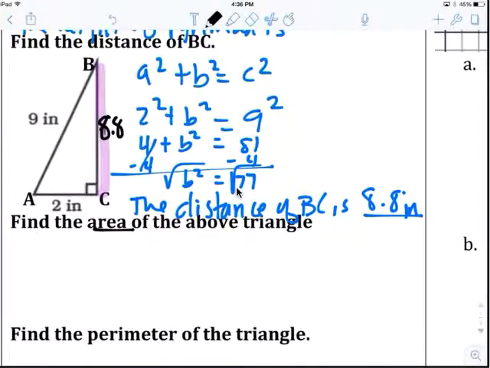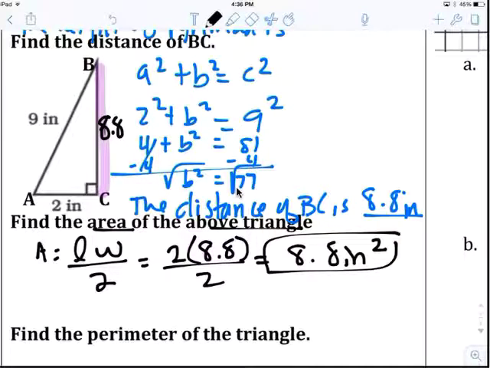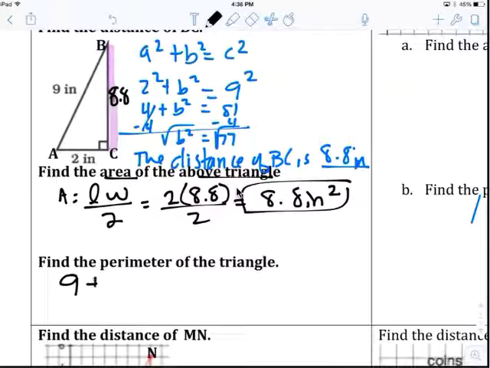Find the area of the above triangle. Area of a triangle is length times width divided by 2. 2 times 8.8 divided by 2, you get area is 8.8 inches squared. Perimeter, you add all sides, 9 plus 8.8 plus 2. Okay, 19.8 inches.